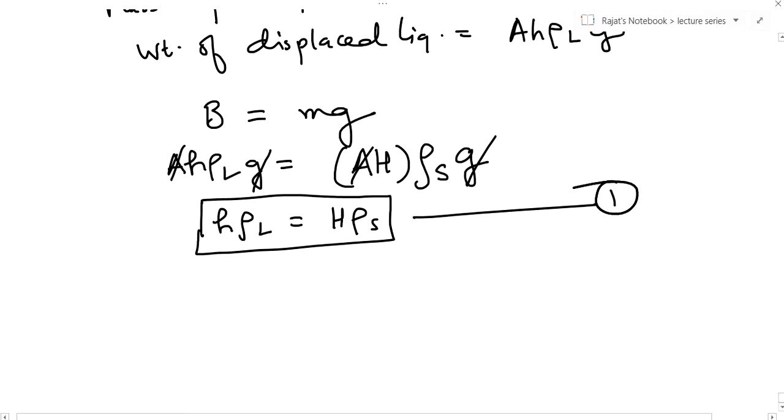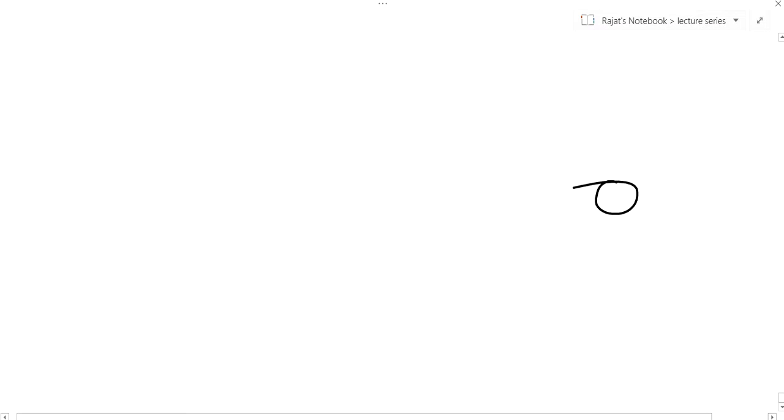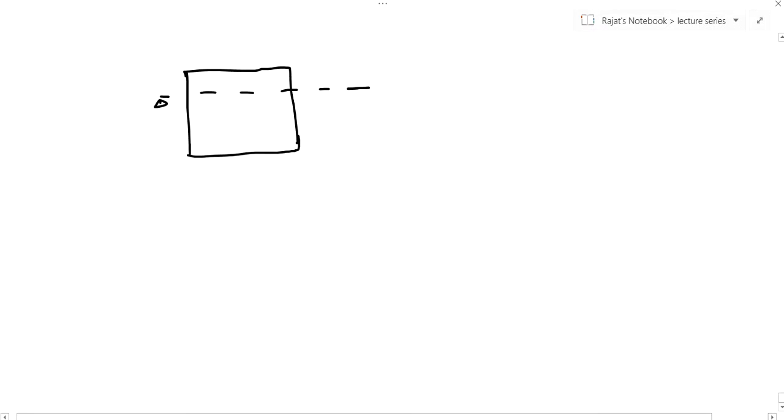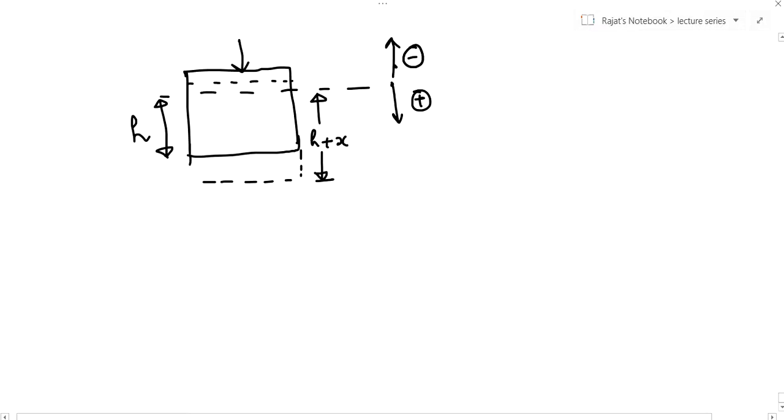Now again let me draw the block. Initially height small h was inside. Suppose I push it downward such that now a height h plus x is inside the liquid. I'm assuming that the downward direction is positive and the upward direction is negative. So x is a positive number, I'm pushing it downwards. Now this much is the submerged solid.